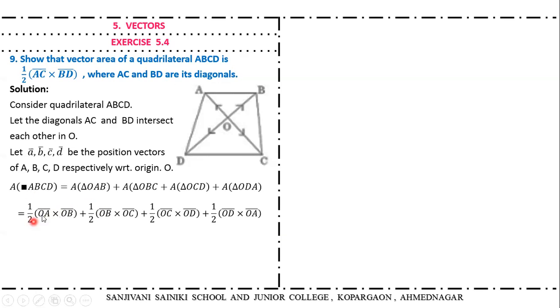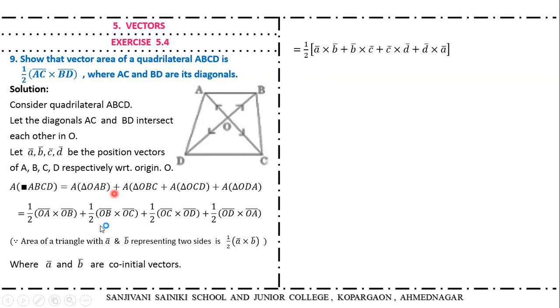We know that the area is 1/2 OA bar cross OB bar, which is 1/2 base into height. By this, the area of a triangle with A bar and B bar as two sides is 1/2 times A bar cross B bar. This is the formula. If you remove this 1/2, you get the area of the parallelogram whose adjacent sides are A bar and B bar. If we divide it by 2, we get the area of the triangle.